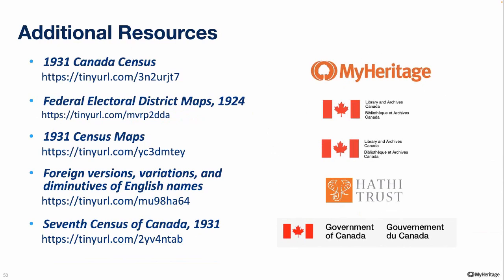Linda's wondering, what are Canada's rules regarding when censuses are released? The U.S. is 72 years. What's it in Canada?